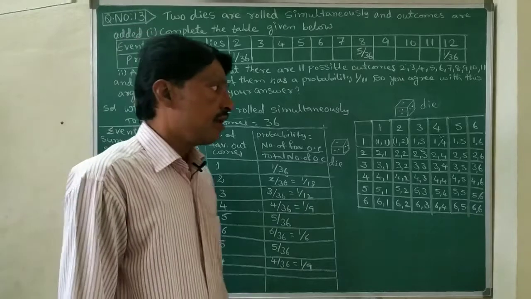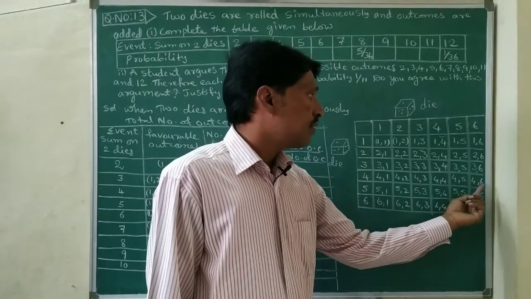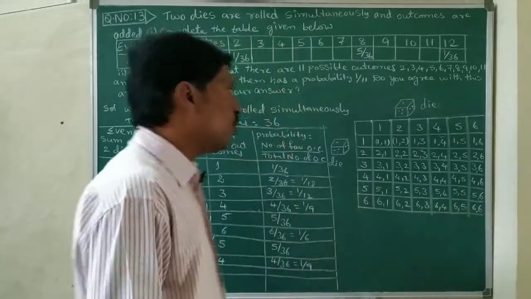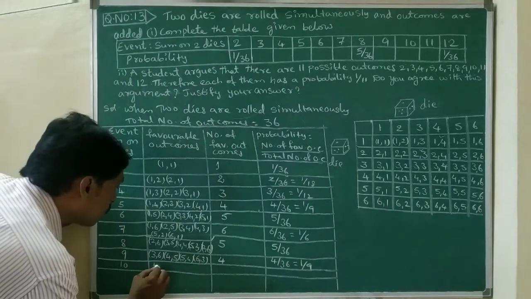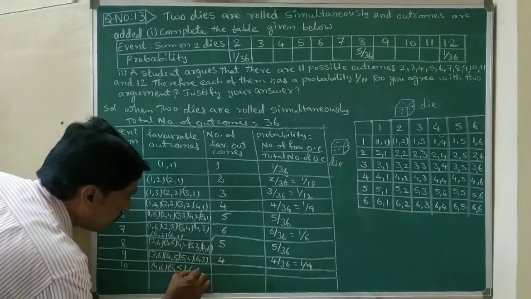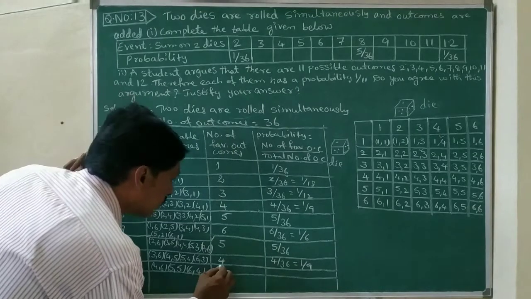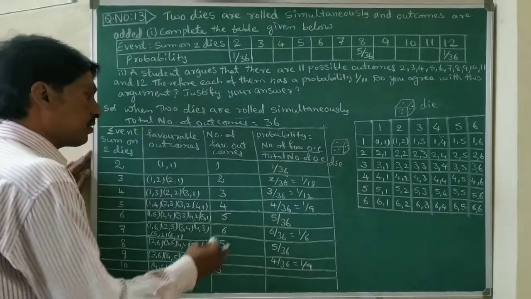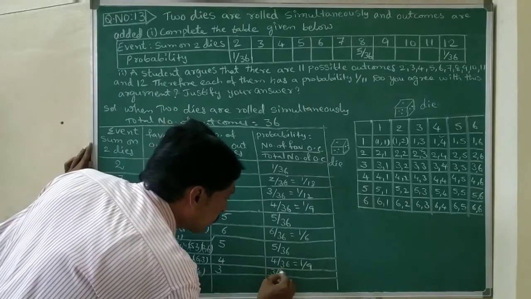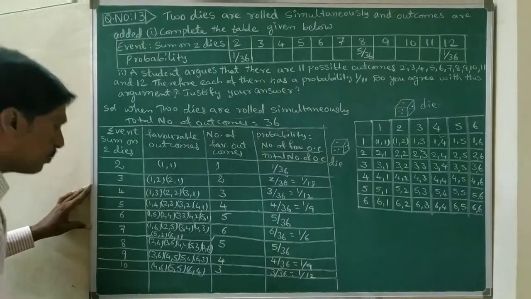Sum on 2 dice is 10. What are the possibilities? First die 4, second die 6, and 5 comma 5, 6 comma 4. Only 3 possibilities: 4 comma 6, 5 comma 5 and 6 comma 4. So the total number of favorable outcomes will be 3. So the probability of getting a sum of 10 on 2 dice is 3 by 36, that equals 1 by 12.